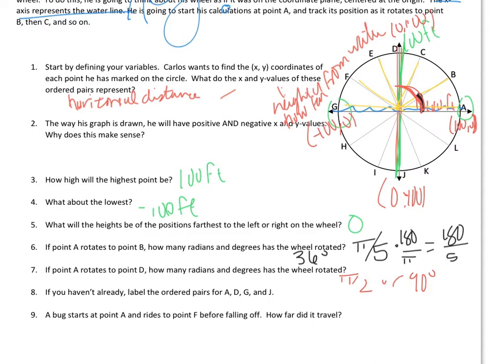Question number 9 is an important one to me, and I added this on here because I wanted you to be better prepared for your test. So you can definitely expect to see something like this. A bug starts at point A and rides to point F. Notice I'm highlighting the path of the bug. So it's a part of the circumference, right?